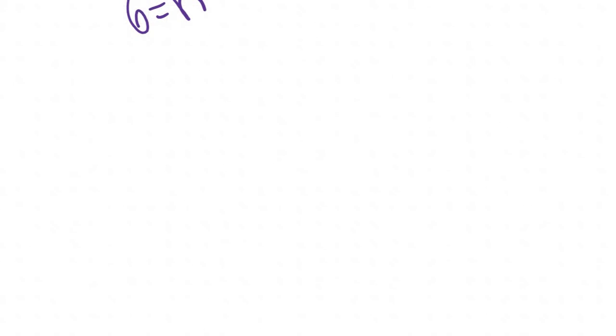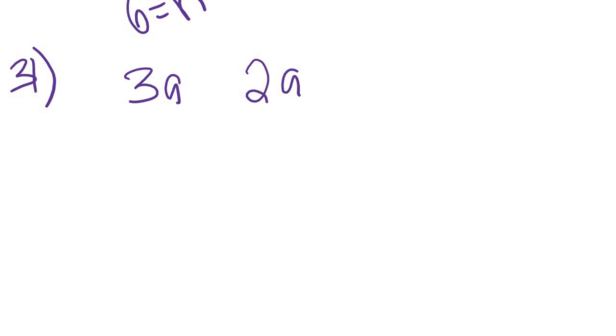And here we go, last one. Number 31. The sum of the measures of two angles is 180. One angle measures 3a and the other angle measures 2a plus 25. Find a and then find the measure of each angle. All right, so one angle is 3a. The other angle is 2a minus 25. And then both of those angles added together is equal to 180.